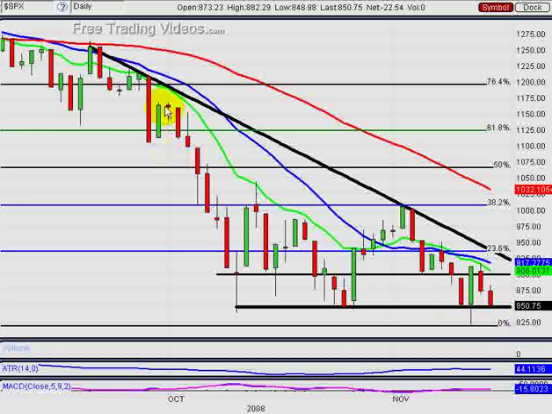At this point, we can see the momentum is decreasing. Big leg down, much smaller leg down. Same sort of thing here, much smaller leg down than the previous leg down. Now, if we break this 850 region, well, we are going down.